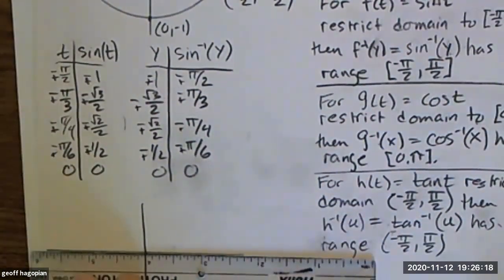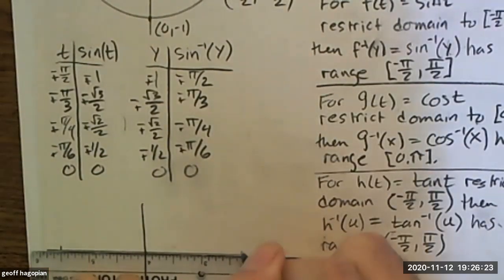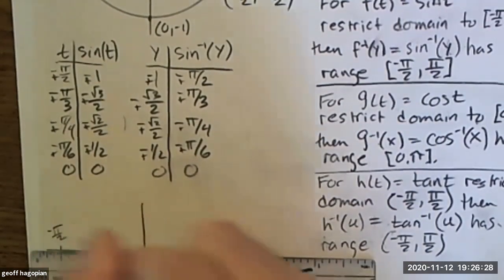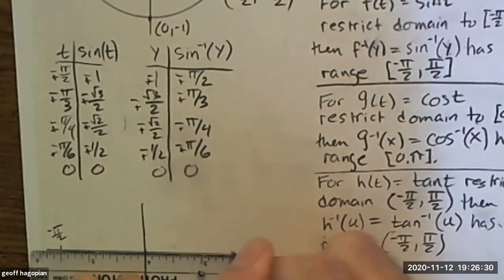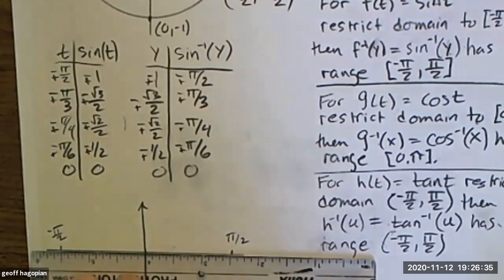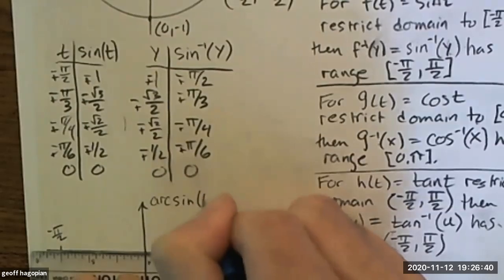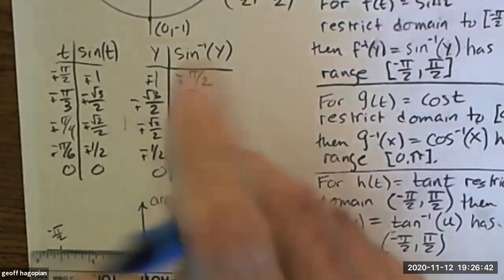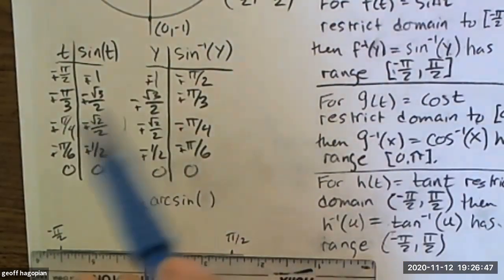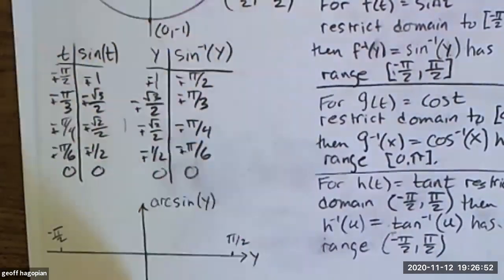Let's see. So I want to be between negative pi over 2 and pi over 2. So let's say here's negative pi over 2, and here is pi over 2. Perfectly evenly spaced. So this is going to be the arc sine, that's another way of saying inverse sine. Arc sine of y, right? Just to use the familiar unit circle variables here, which means that this is the y-axis now, right?